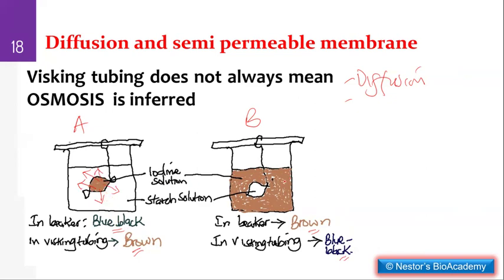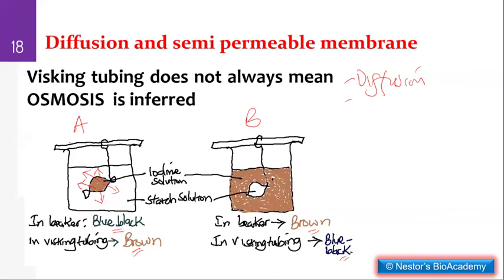Coming over to this other side, the observations are now reversed. In the beaker, where you have the iodine solution, the color remains brown, but inside the Visking tubing where you have starch, the color turns blue-black. Again, if starch molecules were able to diffuse across the Visking tubing, you would also expect the iodine solution in the beaker to turn blue-black.